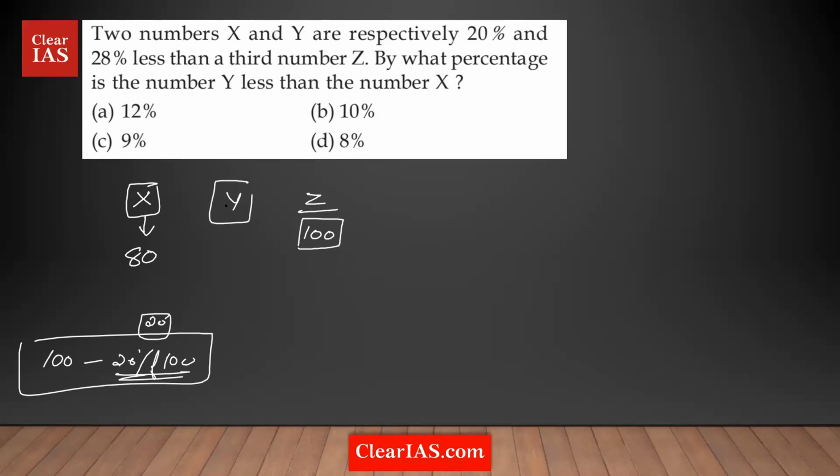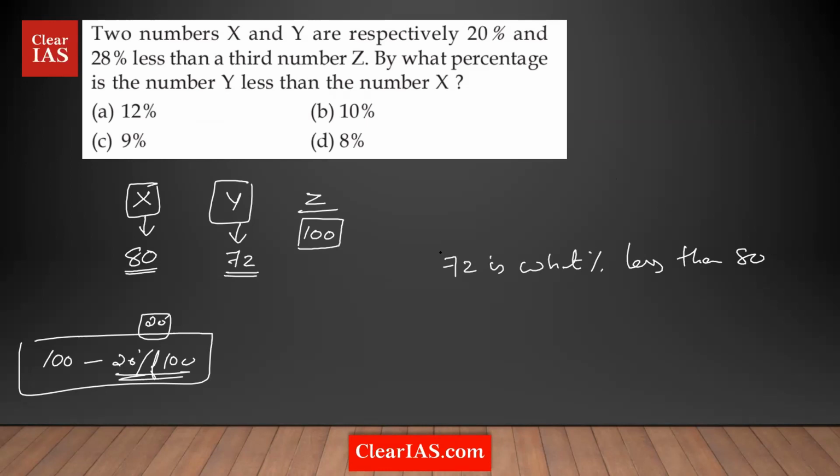So can you comment on the chat box? What would be the value of Y then? All of you please comment in the chat box. What would be the value of Y? 28% less than Z. That means you are subtracting 28 from 100. That is 72. Now you have two values and you just need to compare. The number Y is what percentage less than X. So you are asked to find 72 is what percentage less than 80.